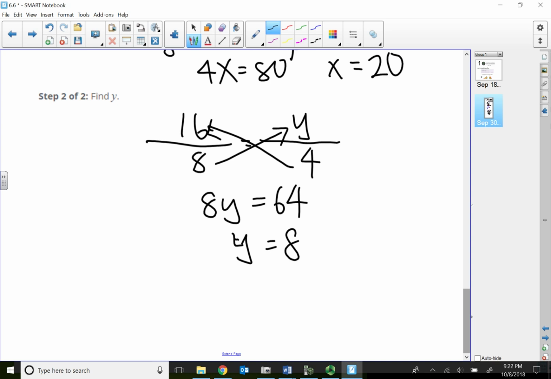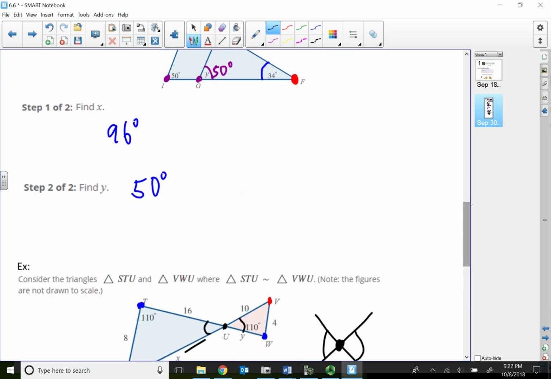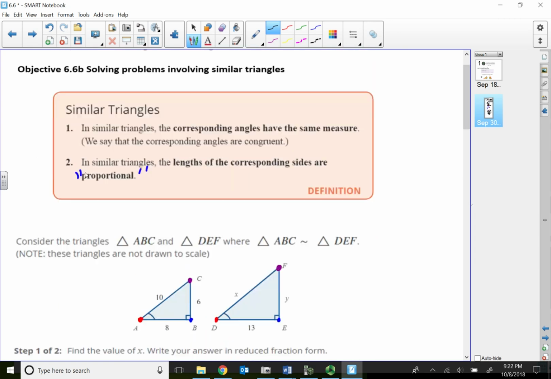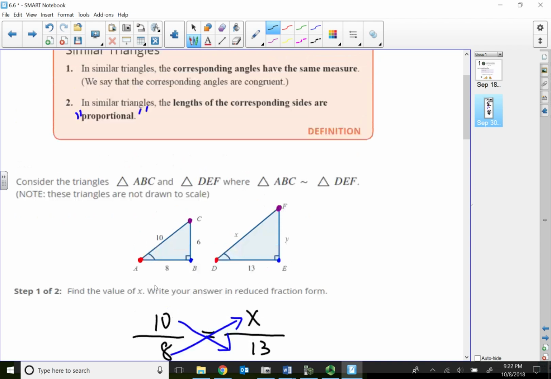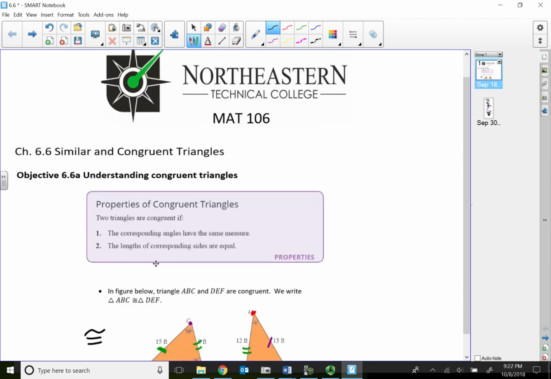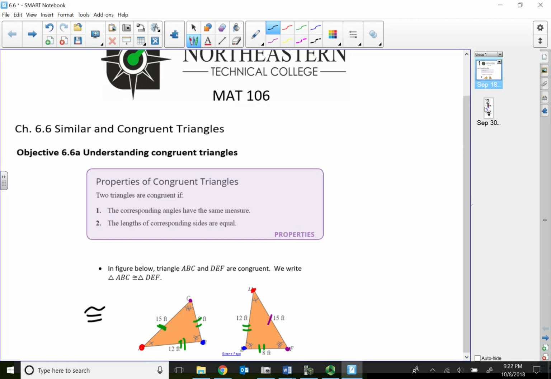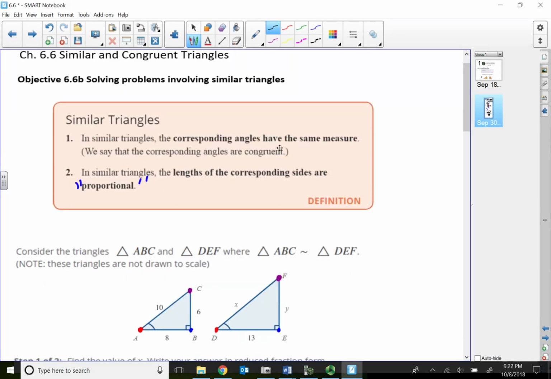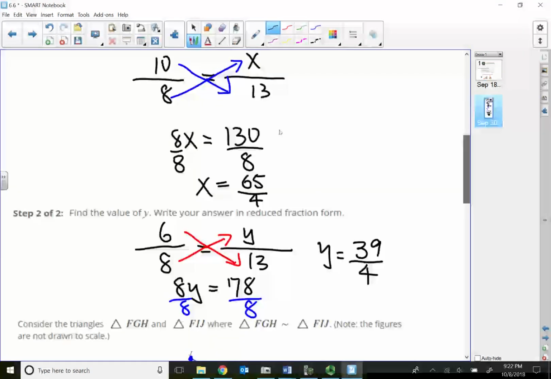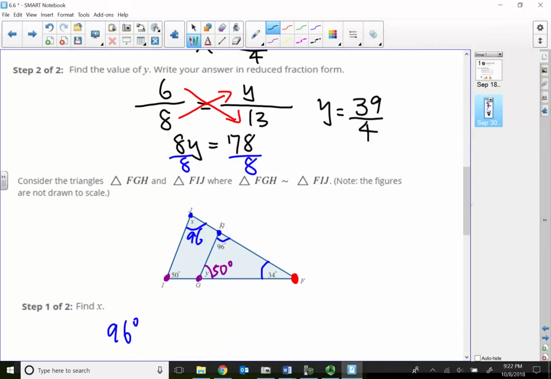All right, in this lecture video, we talked about the difference between congruent triangles or congruent figures versus similar triangles or figures. Congruent means all the corresponding angles and all the corresponding sides are the same. Similar means corresponding angles are the same, but the lengths of the corresponding sides are proportional. That's why we use proportions to help us find the missing sides.